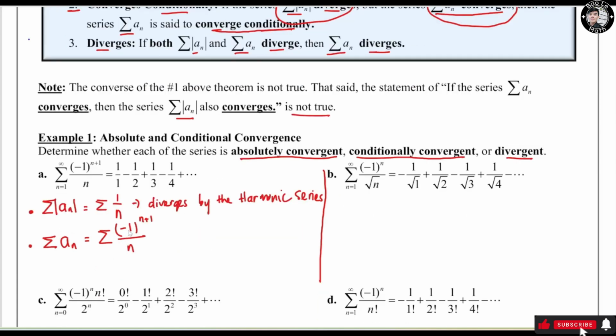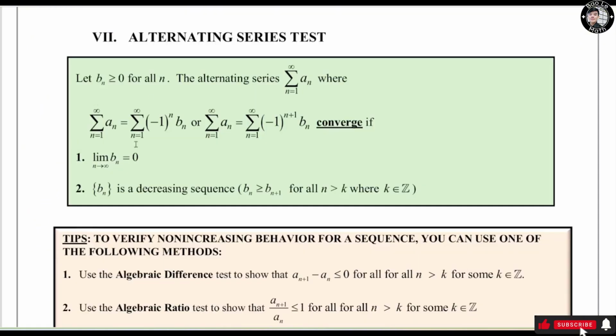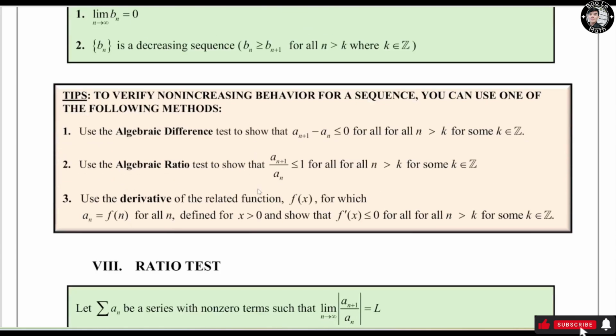We look at this one, we see that -1 raised to the n plus 1, so we're going to use the alternating series test. We're going to let b sub n be 1 over n. Here's the alternating series test. We need to check first that the limit of b sub n equals 0. Second, that the sequence b sub n is a decreasing sequence. And we have tips to verify non-increasing behavior for a sequence.